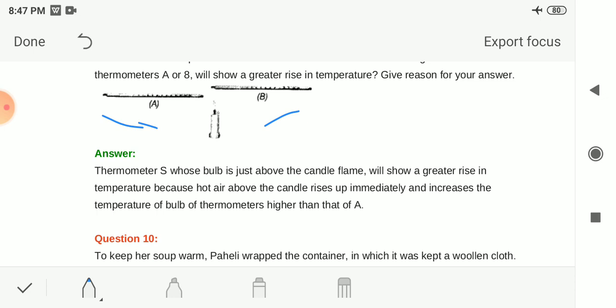Now which thermometer will show the greater reading of the temperature? The thermometer whose bulb is just above the candle flame, that is thermometer B. It's B.